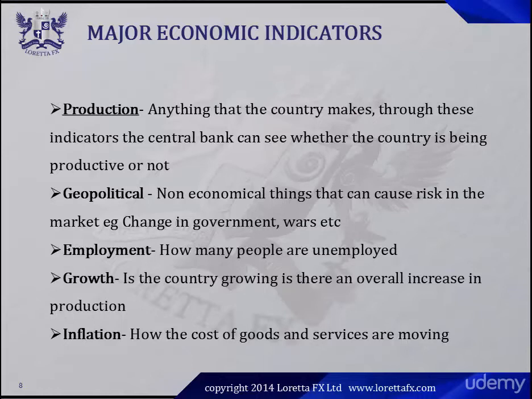Now, an example of a growth indicator is GDP, which is the gross domestic product, and this is released every 3 months. Now, this tells us if the economy is growing or not. We want to see an increase in the GDP number. We want to see a constant increase in the GDP number, and this tells us that the economy is growing, because increasing GDP means increasing production, which is growth. And we also have inflation indicators.